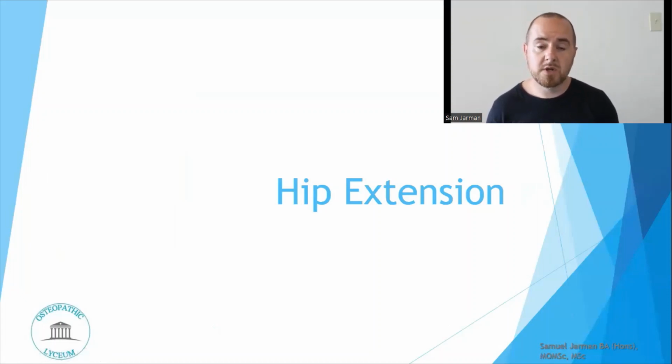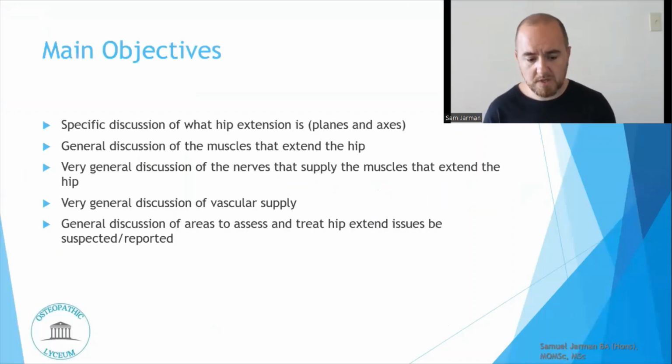Continuing along, looking at anatomy with respect to movement as a central point of our network of meaning, or of our semantic network, we're looking at hip extension. So our objectives, as is consistent, are specific discussion of what hip extension is with respect to planes and axes, general discussion of the muscles that perform this action and the neurovascular bundle, as well as a general discussion of the areas to assess and treat should hip extension issues be suspected or reported.